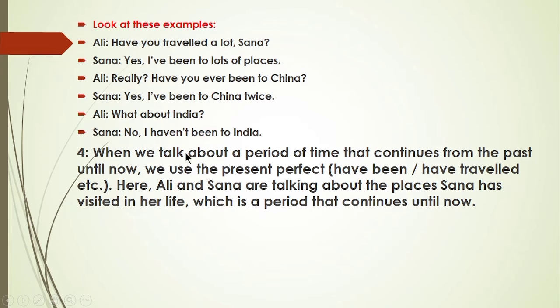Now, when we talk about a period of time that continues from the past until now, we use the present perfect, have been or have traveled, etc. Here, Ali and Sana are talking about the places Sana has visited in her life, which is a period that continues until now. Her life is still on. So that is how we use present perfect tense in such situations.